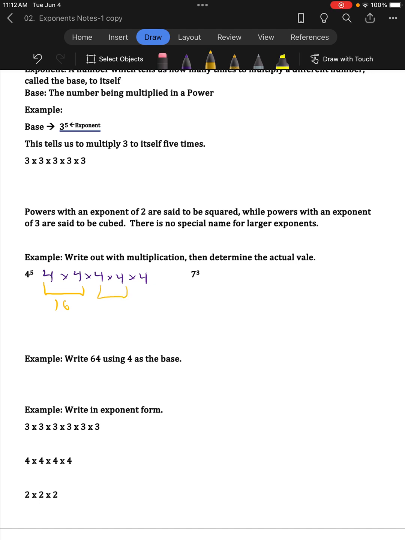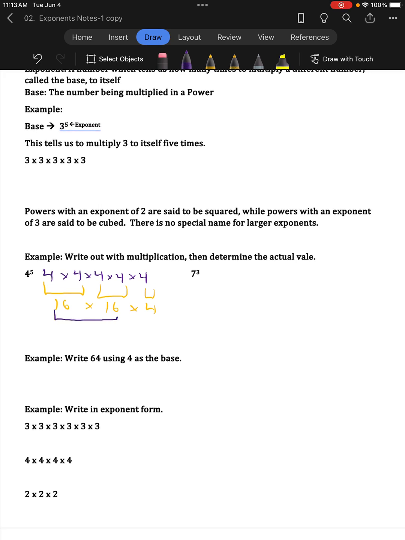The third and fourth 4, 4 times 4 is 16. And this 4 in the end is still just a 4. And everybody here is still multiplied. Multiplication, again, only two things at a time. So 16 times 16 is 256. And this 4 on the end still doesn't have anybody to work with. And now we just have 256 times 4.